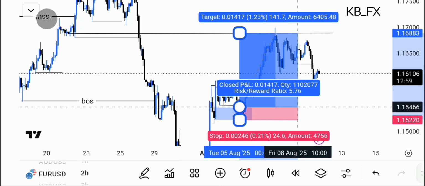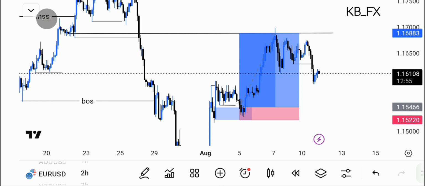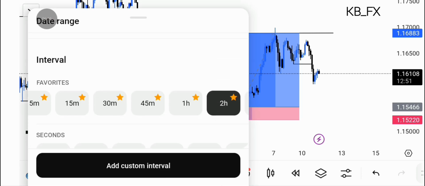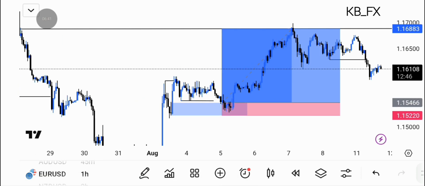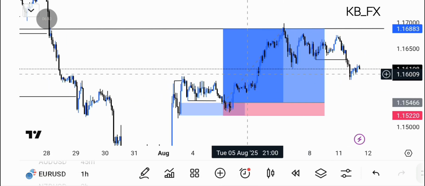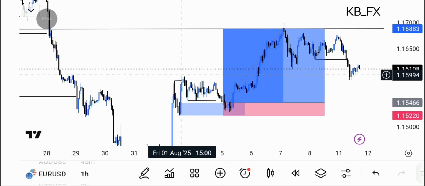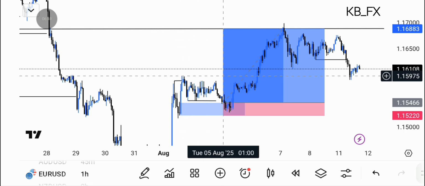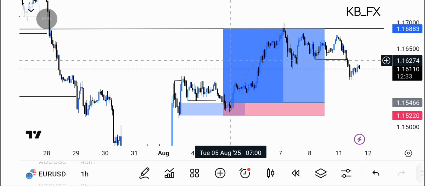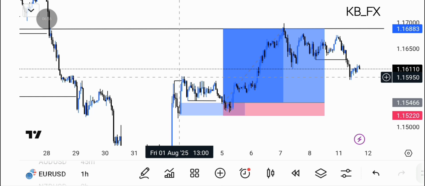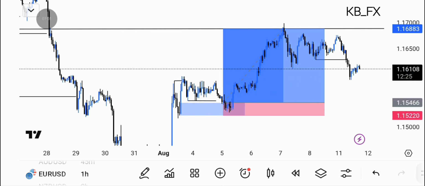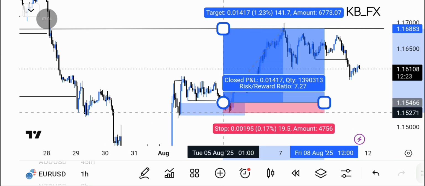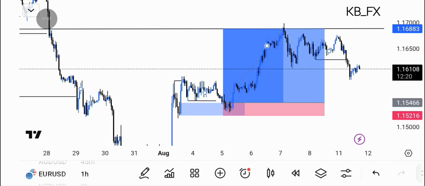Although I want to show you something here, although this is our realistic target, after the market got there, after the market broke this structure, I moved my SL to break even. I secured some partial profit here, then left the remaining trade to run to TP.